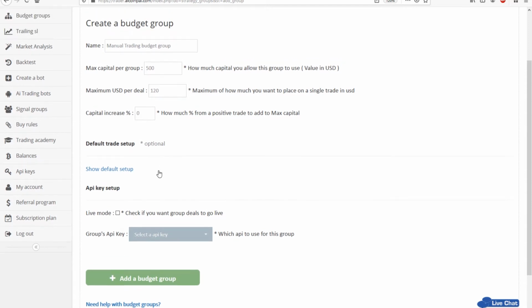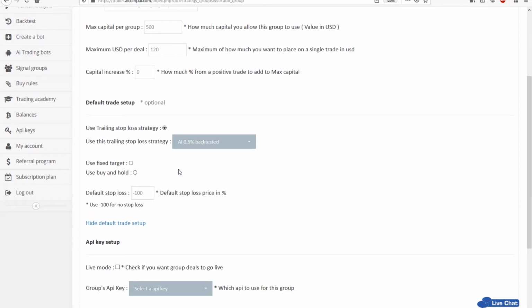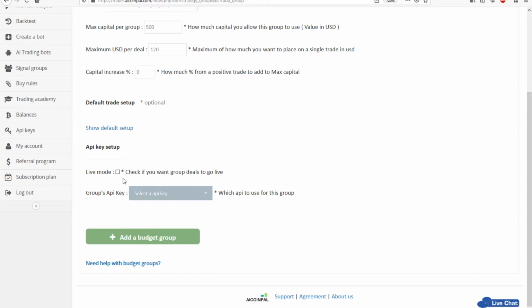Now, this is the default setup for your trades. We will get back to it in just a moment. And you can choose whether this budget group goes live, and if it goes live, you need to have an API key created. We will talk about this in another video. For now, just keep live mode off.